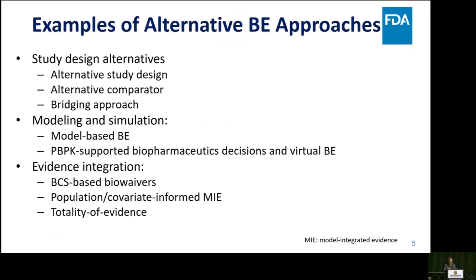And here is the landscape of those alternate BE approaches. This slide just lists a few examples of alternate BE approaches, which you may have already heard from other sessions, as well as more examples you will hear in this session. There are several categories worth mentioning. With regard to study design alternatives, that includes alternative study designs, alternate comparators that can be used, and also the bridging approach you have heard.